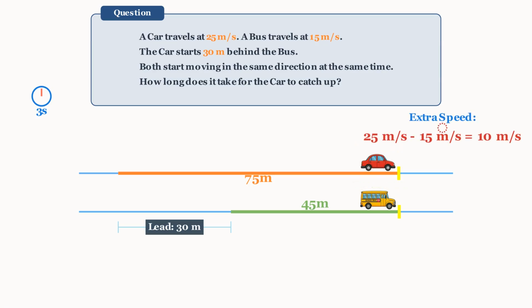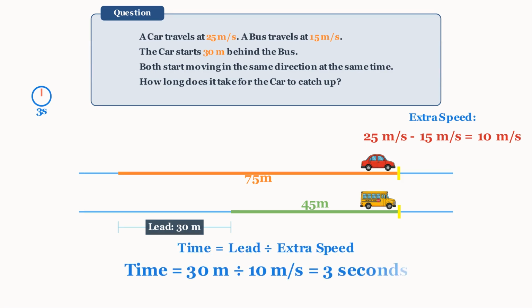Here's the key. The car's extra speed is 25 minus 15, which equals 10 meters per second. This is how fast the car closes the gap. To find the catch-up time, divide the lead by the extra speed. 30 meters divided by 10 meters per second equals 3 seconds.